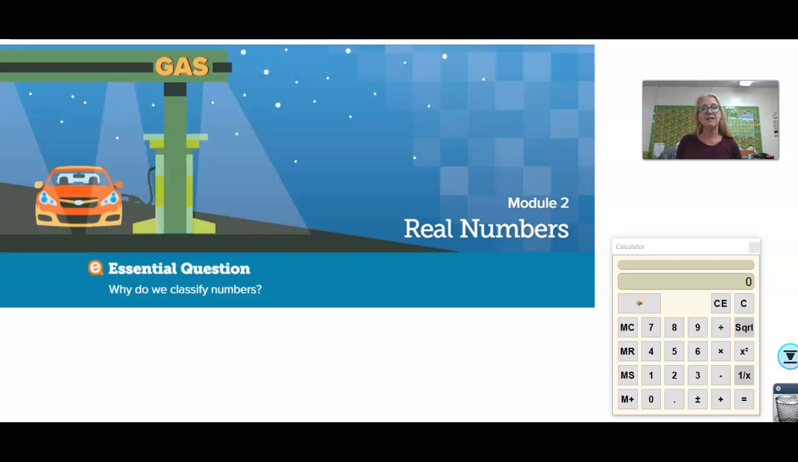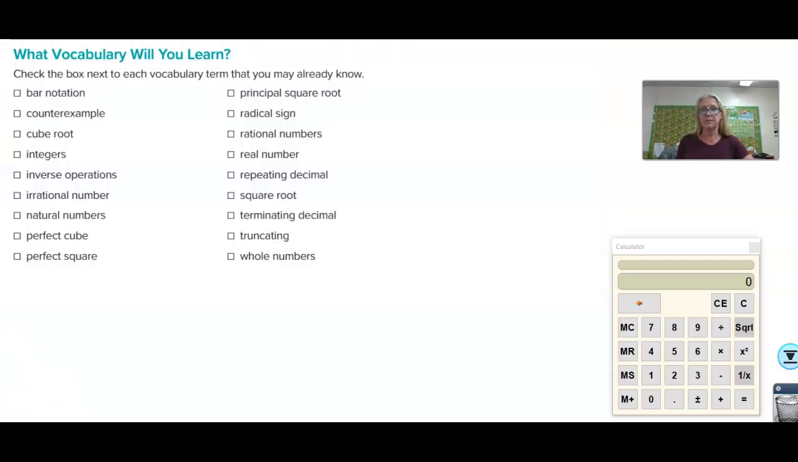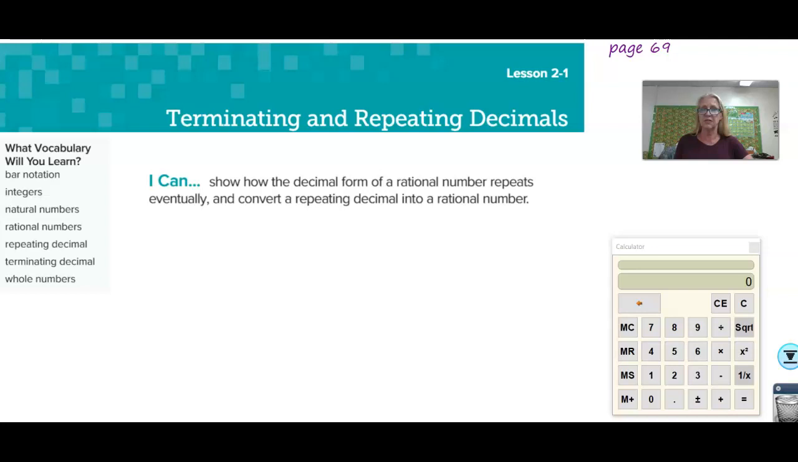Okay, in lesson 2-1 we're going to learn about terminating and repeating decimals. This is just the beginning of module 2. It's a bunch of vocabulary. It's quite a terrifyingly huge list actually. We're not going to pay too much attention to that. This is lesson 2-1. It begins on page 69.